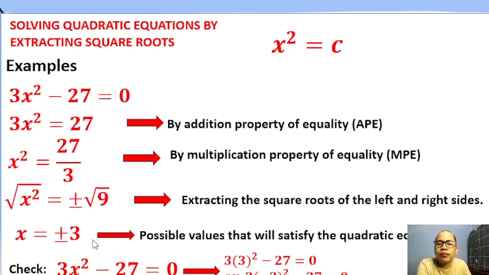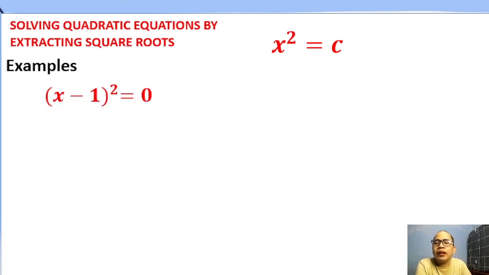Now, let us remember that it is very important that the form is always x squared equal to c when solving quadratic equations by extracting the square root. So, the form really needs to be like this; there should be no linear term. Because if there is a linear term, we can no longer solve it by extracting the square roots. Okay. Next. Another example. x minus 1 squared equal to 0.